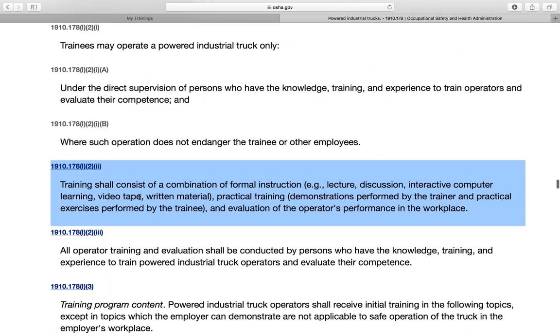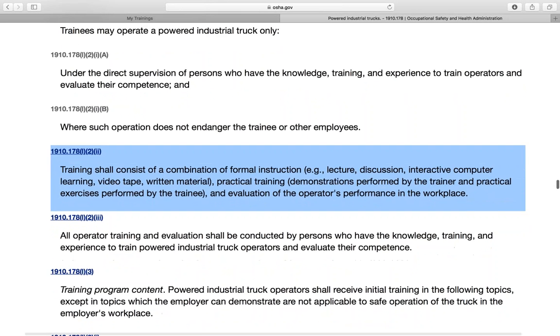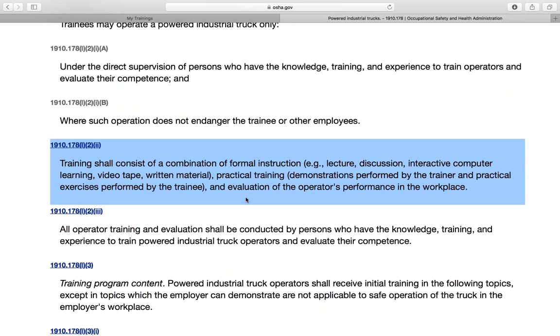Training has to consist of a combination of formal instruction. It could be lecture, discussion, interactive computer, LMS, basically. It can be a videotape or any type of written material. Second, it also has to have practical training. Basically, it's hands-on by the trainer with practical exercises for the trainee. So if we're the trainer on record, we're showing the employee how to use the piece of equipment or the machine, what the associated hazards are, and then we let them practice on it. And it's going to be in an area where an employee is not at risk to themselves or to other employees.